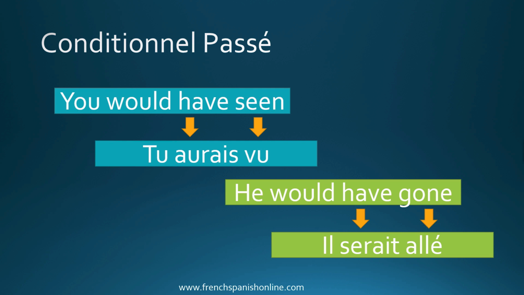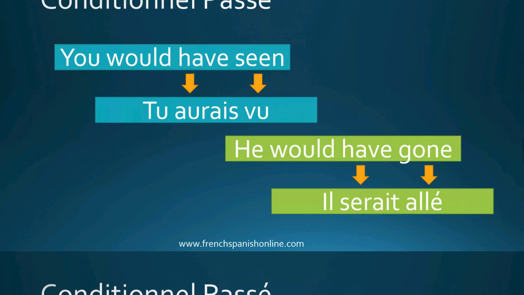Well, there is another difficulty here, but you remember, because of the verb to be, there is an agreement between the subject and the past participle. So if you say elle serait allée for she, you need an agreement, so you need an additional e at the end of the past participle. With the plural form, you need an s.